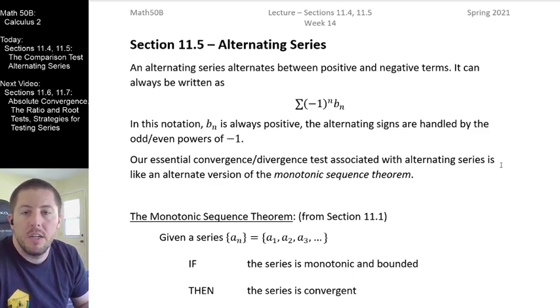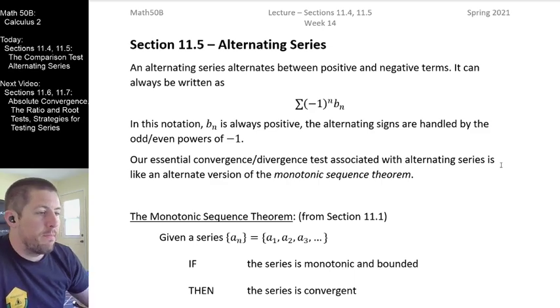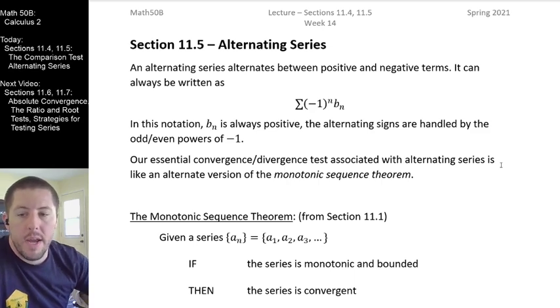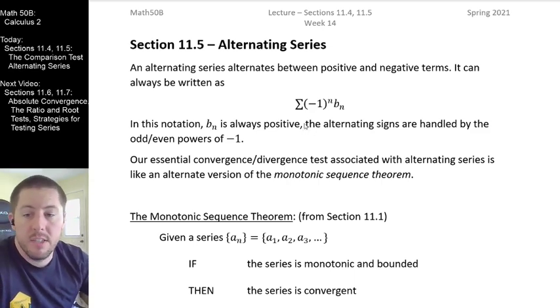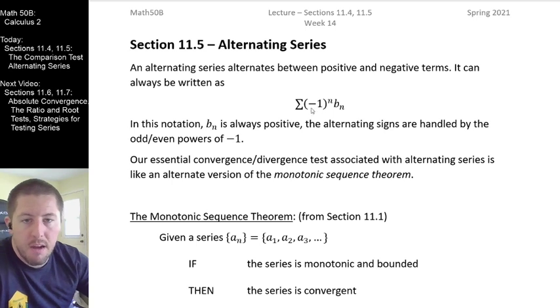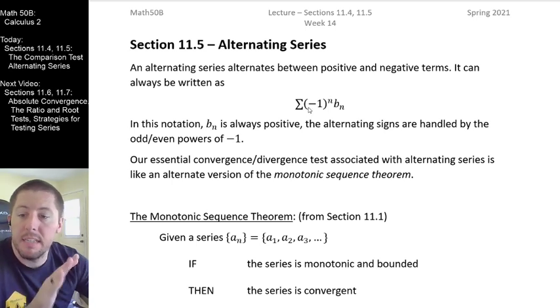By definition, an alternating series is a series that alternates between positive and negative terms. If you are an alternating series, then you can be written of this form. You should notice that this negative 1 to the n power is always going to handle our positive negative sign changes. Therefore, this b to the n is always a positive term.